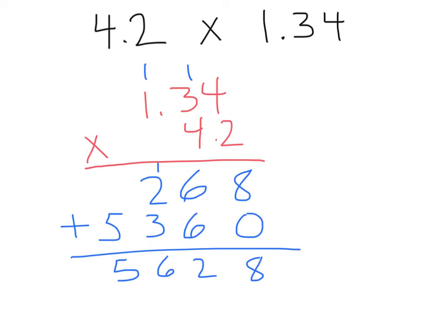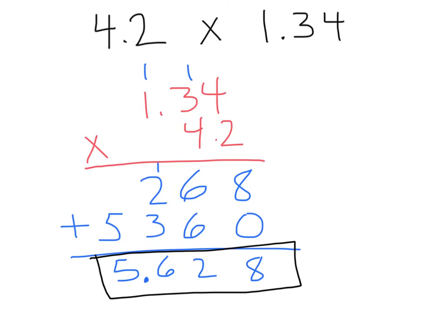Now where's my decimal going to go? Remember, I need to go back up to my 2 numbers and count how many decimal places there are. So here I have 1, 2, 3. 3 total decimal places. So I'm going to go back down to my problem and I'm going to count over 1, 2, 3. And I know my decimal place is going to go right there. So my answer is going to be 5.628.